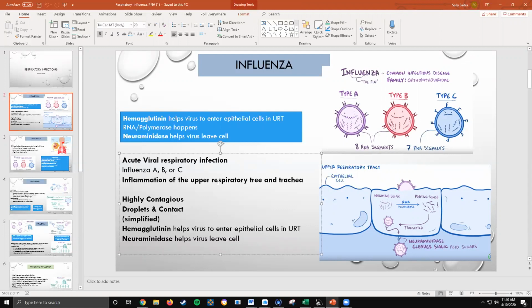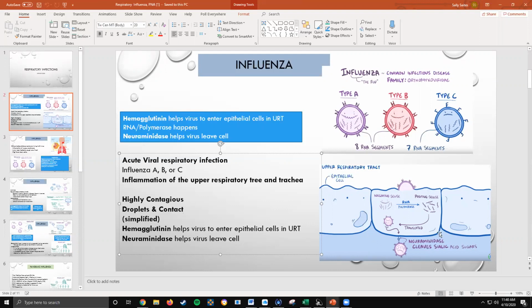It causes inflammation of the upper respiratory tree and trachea. So it's a very upper respiratory infection. It's the complications of influenza that actually bring it to a lower respiratory infection. As we know, it's highly contagious through droplets and contact. And when people cough or sneeze or are being intubated, sometimes it can be aerosolized.